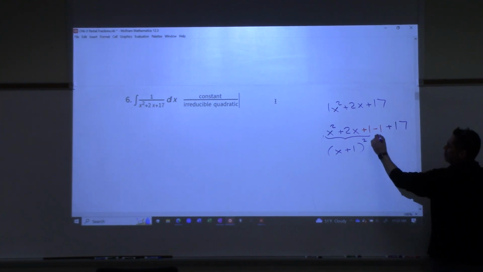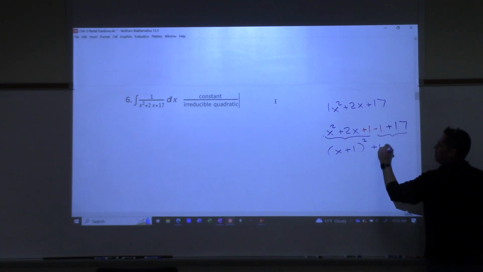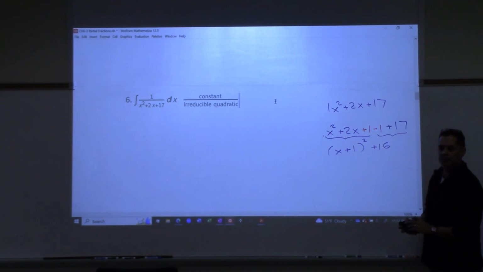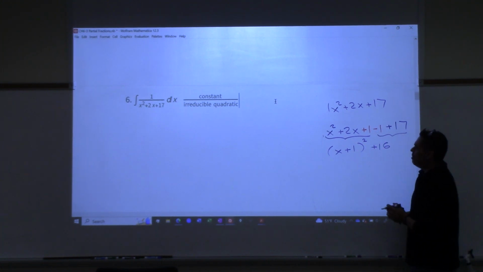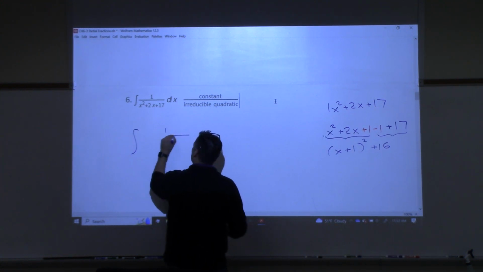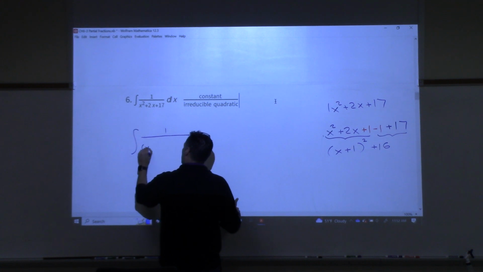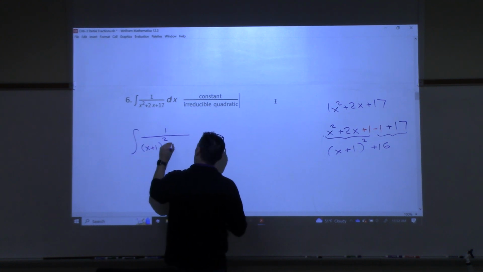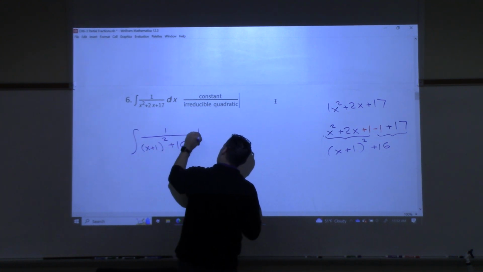All right, and then these two come together, and that gives you plus 16. So that's what's on the bottom. I'm going to rewrite this integral. Integral of 1 over x plus 1 squared plus 16 dx.